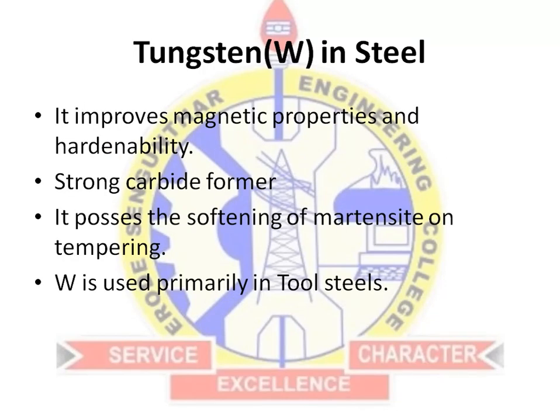Next is tungsten. Tungsten as an alloying element is used to improve the magnetic properties as well as the hardenability. It is a strong carbide former. It resists softening of martensite on tempering. So it is widely used in tool steels.